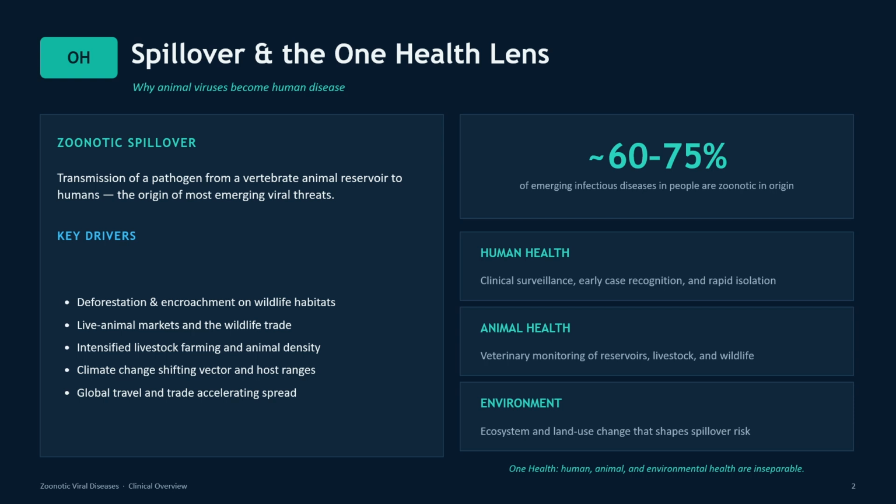We're clearing forests and moving into wildlife habitats, trading live animals, packing livestock together, and a warming climate is pushing animals and insects into new places. This is why people talk about One Health, the idea that human health, animal health, and the environment are one connected system. You can't protect one without watching the other two.